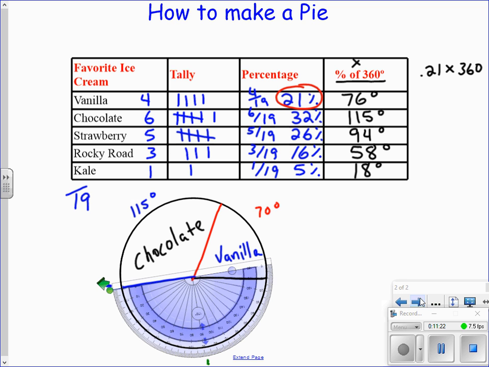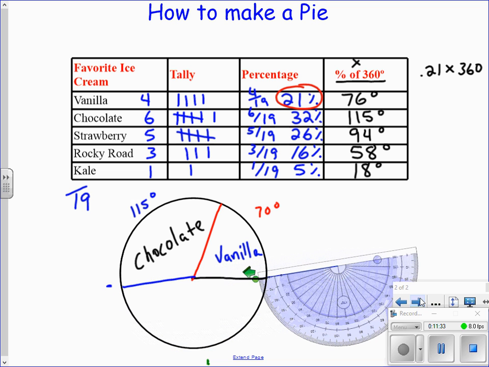That would be right about there. A little bit more than 90. So that's a good, close enough guess for me. I want to put a little line in that goes from there to there. And again, it's a little bit more than a 90-degree right angle, and that represents strawberry. That is 94 degrees. Did I say 93? I meant 94, if that's what I said.